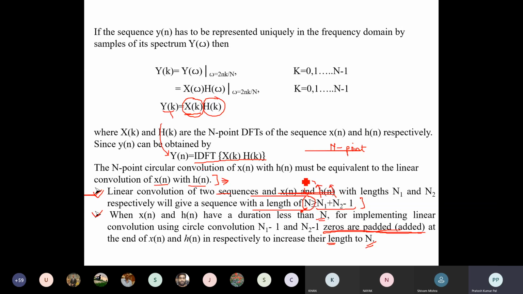This n will be made by using zero padding. Okay, so that is the basic point. So basically what we are doing is we are calculating linear convolution by using circular convolution.